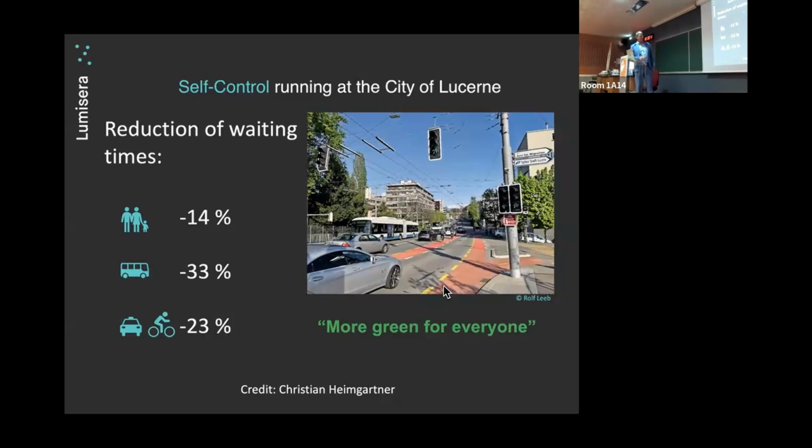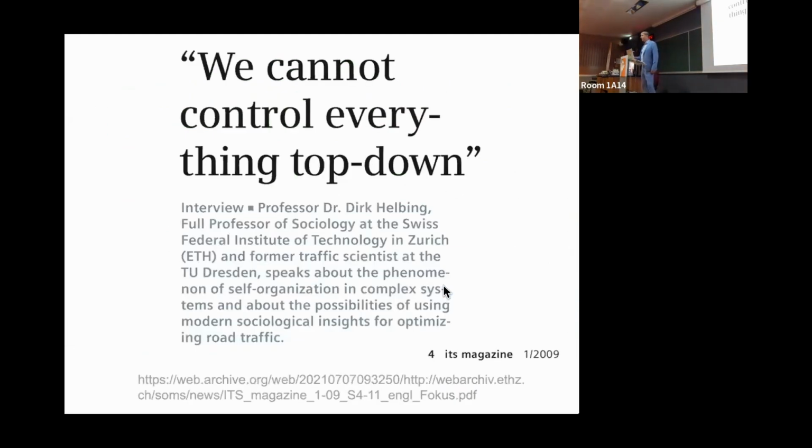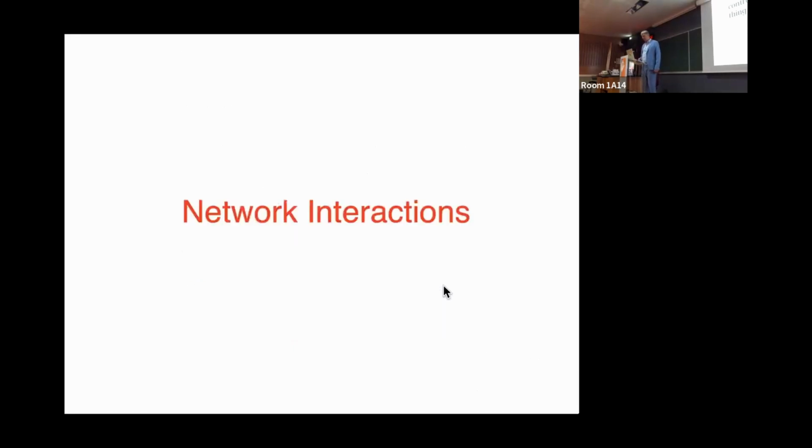So they had the press release and it said more green for everyone. And how is this possible? By not wasting green time, okay? That's all. We're using green time for who needs it at one time. And here you can see the improvement. So they had a system before that produced green waves, imposed green waves on the system, but long waiting times, as you see with the red areas over here, and the new self-controlled solution has a lot less waiting times. It does have green waves, but much less regular green waves, okay? But why do they have to be regular? Okay, so basically, the conclusion is we cannot control everything top down, in particular if you're faced with NP-hard problems.